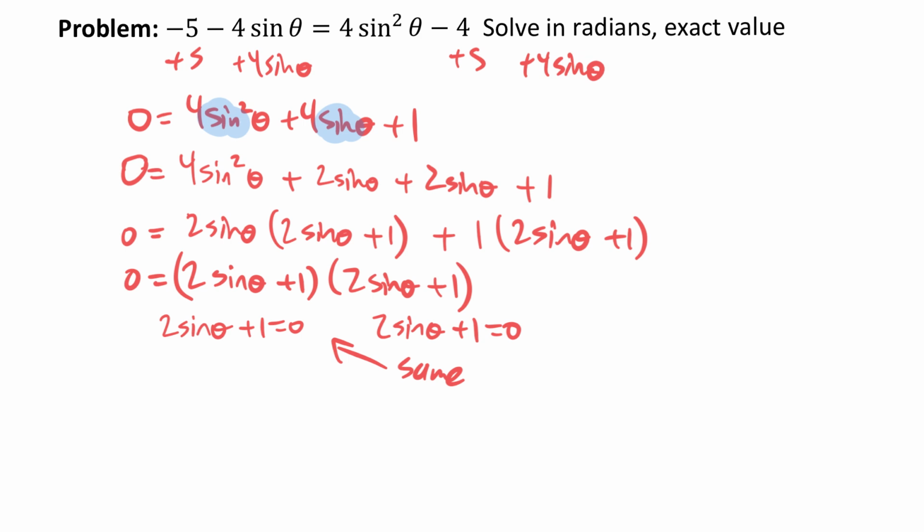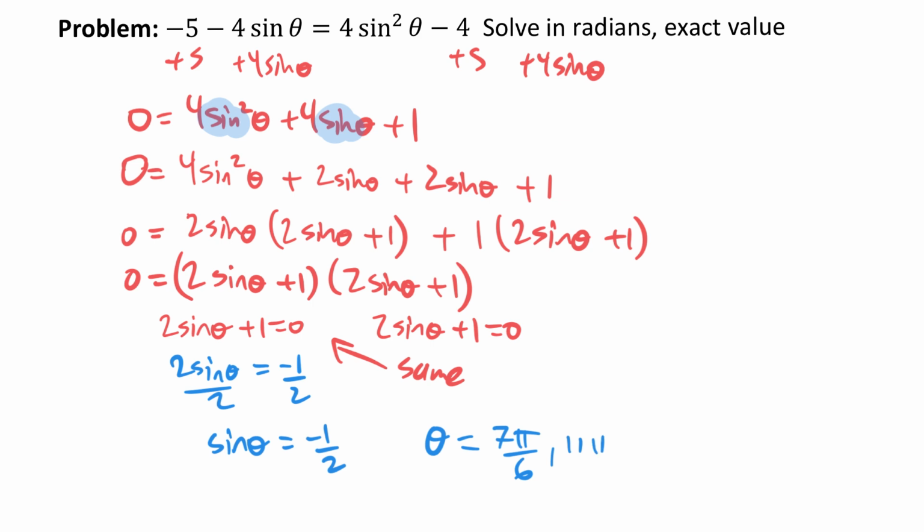So we kick the 1 to the other side, and then we divide by 2. And we get sine theta equals negative 1/2, which is actually that very first question we started with. And we know this is true. The solutions are theta equal to 7 pi over 6 and 11 pi over 6.